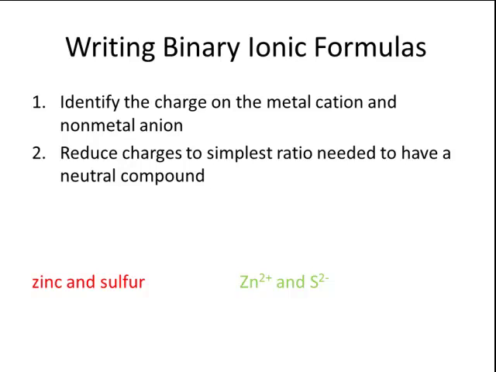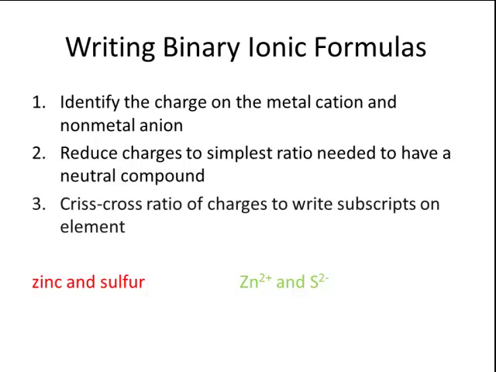I then must reduce those charges to the simplest ratio needed in order to have a neutral compound. So since zinc is 2 positive and sulfur is 2 negative, I really only need 1 of each in order to form a neutral compound. So that would be a 1-to-1 ratio. And then I crisscross this ratio of charges in order to write the subscripts on the element. So since it's just a 1-to-1 ratio, the chemical formula will be ZnS.